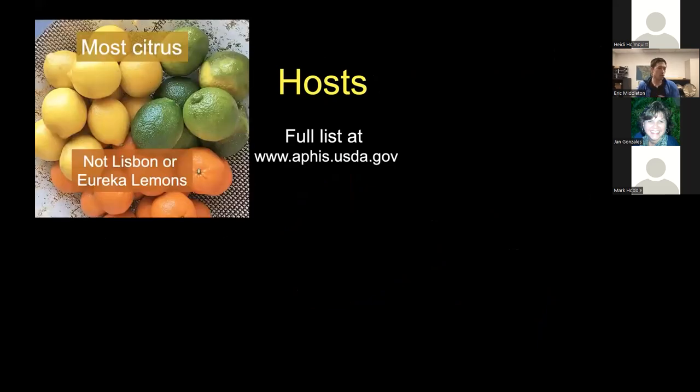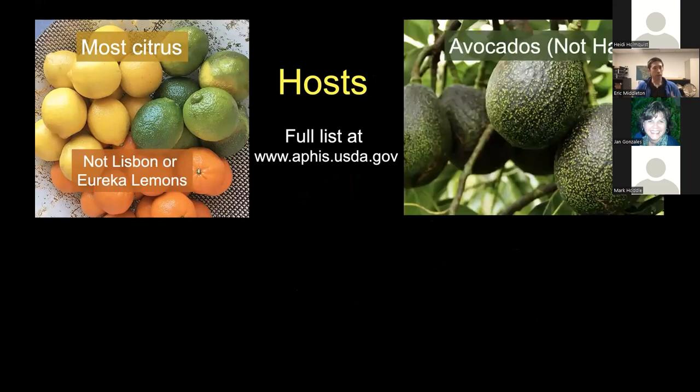In terms of hosts, they can go after quite a bit of different things. They'll go after most different types of citrus. So lemons, limes, oranges, but interestingly, both Eureka and Lisbon lemons are not one of the preferred hosts of Mexican fruit fly. So they can also go after avocados. So both citrus and avocados, very common plants that are grown down here, both as crops and also usually around in people's backyards, citrus more than avocados.